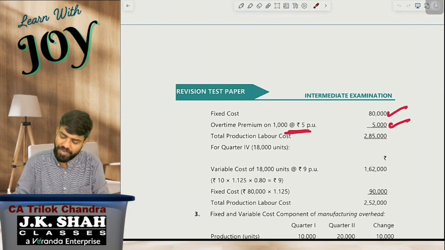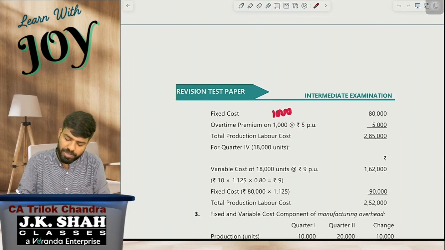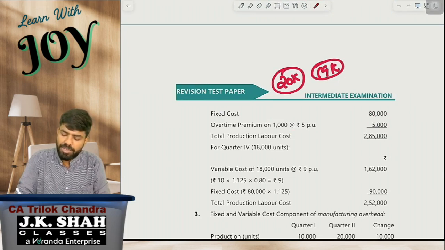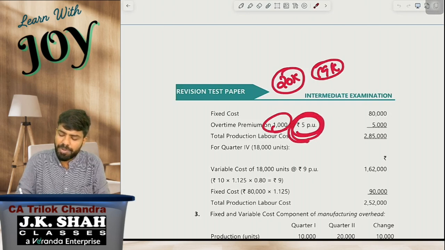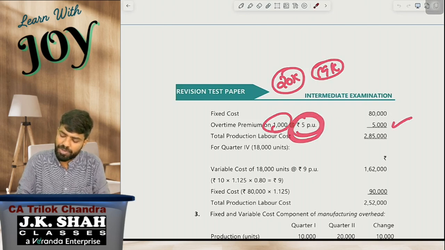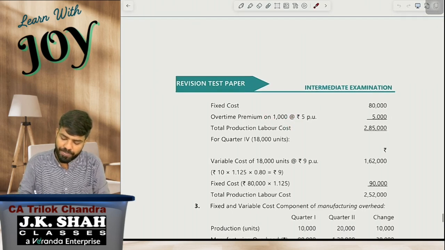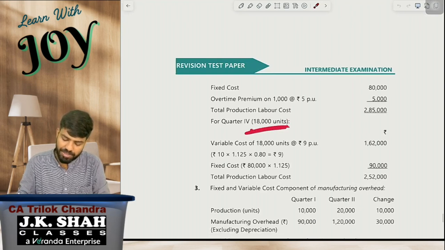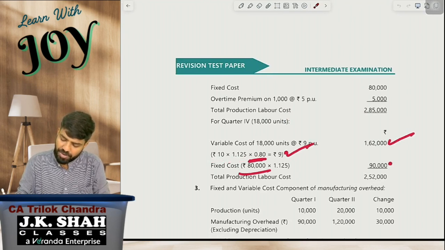Overtime premium 5,000. How are we getting 5,000? 20,000 means how many units more than 19,000? 1,000 units. And each unit gets a premium of 5 rupees. So it becomes 5,000 rupees. Total 2,85,000. Next, quarter 4, 18,000 units. For 18,000 units, it is 10 into 112.5% into 80%, 9 rupees. So variable is 1,62,000, fixed cost is 90,000. Total comes to 2 lakh 52,000.